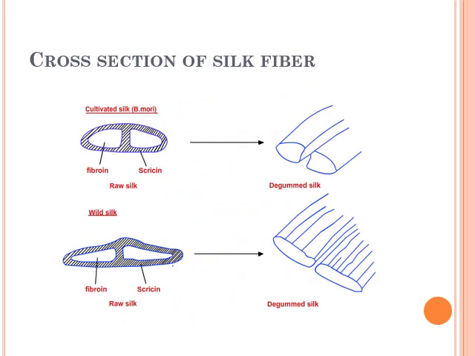The cross section of raw silk is roughly elliptical, as shown in the figure. The triangular twin fibroin filaments covered by sericin face each other. The beauty, softness and luster of silk are due to the triangular cross section of the silk filament. After the degumming process, the twin fibroin filaments separate into individual filaments, giving a finer and more lustrous fiber.